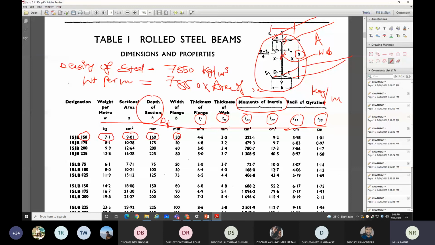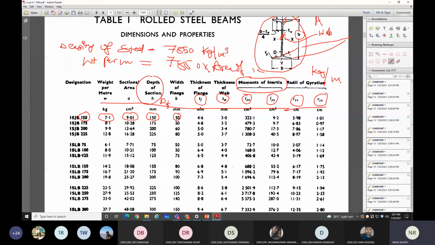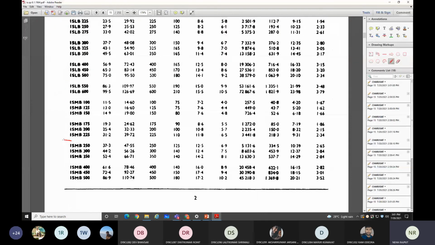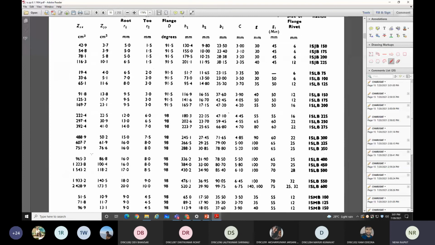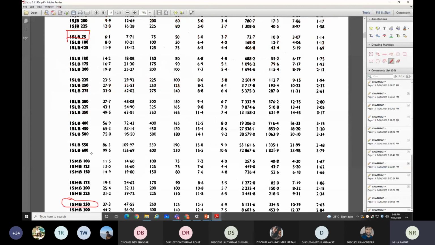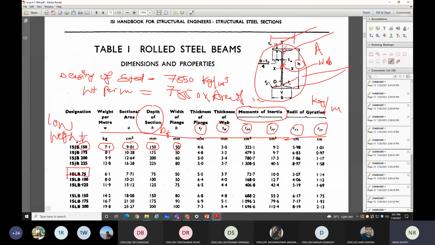right? So this IS, quickly write down, ISJB is Indian Standard Junior Beam. Here it is mentioned ISLB. IS stands for Indian Standard, Low weight beam. ISLB, low weight beam. ISMB, Indian Standard medium weight beam, right? So this way you can get this, and not only this are the parameters for this section.